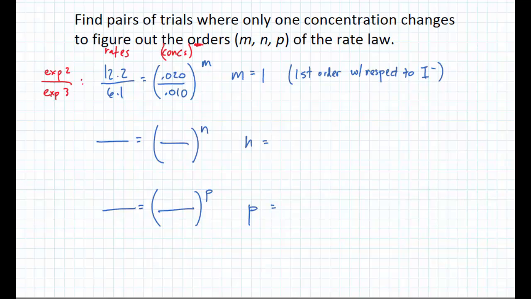Which two experiments did you use for n? Yep, that's the ClO minus. Should have used 1 over 3. That was 6.1. Concentration changed, but the rate didn't change. That should tell you something immediately. What does that mean? Zero order, right? 1 equals 2 to the n, so n equals 0.